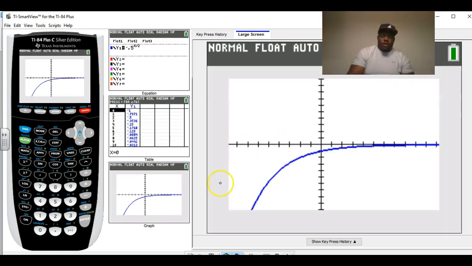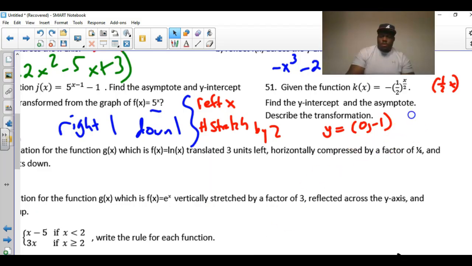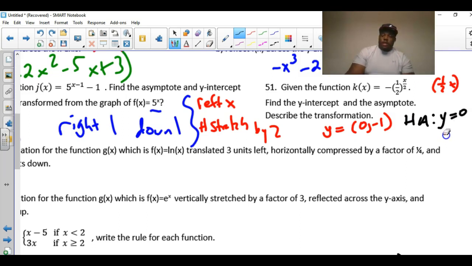Yeah, 0, negative 1. And then the asymptote is y equals 0. So we have a horizontal asymptote. Alright. Man, guys, listen. That's number 51.